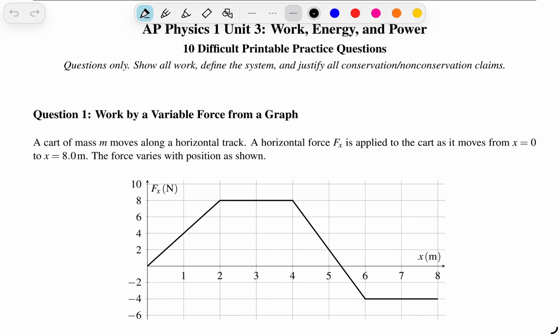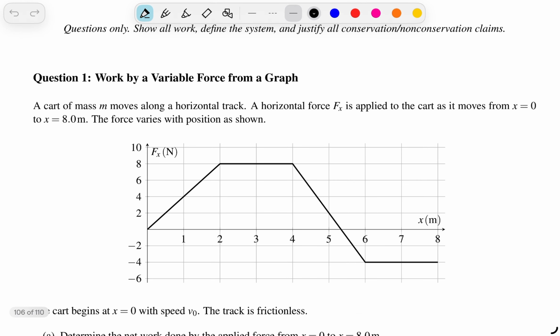In this video, we're going to be doing 10 MCQ problems for AP Physics 1 Unit 3 Work, Energy, and Power. If you want to follow along, you can go into the description and download this PDF and complete these yourself, or you can continue watching.